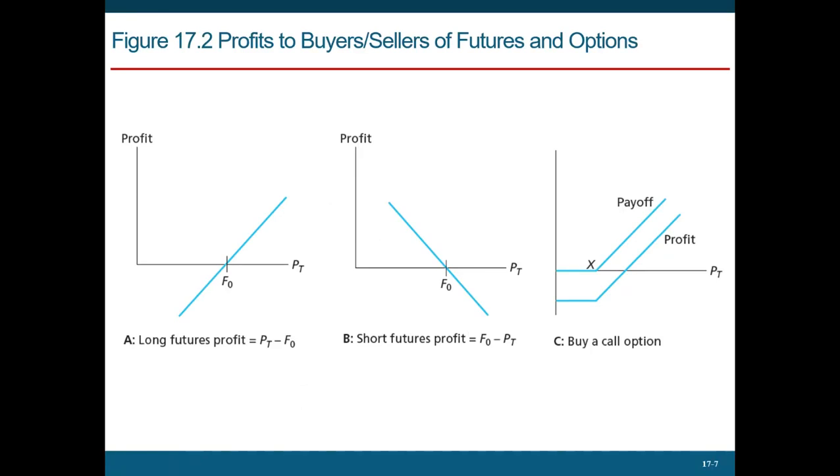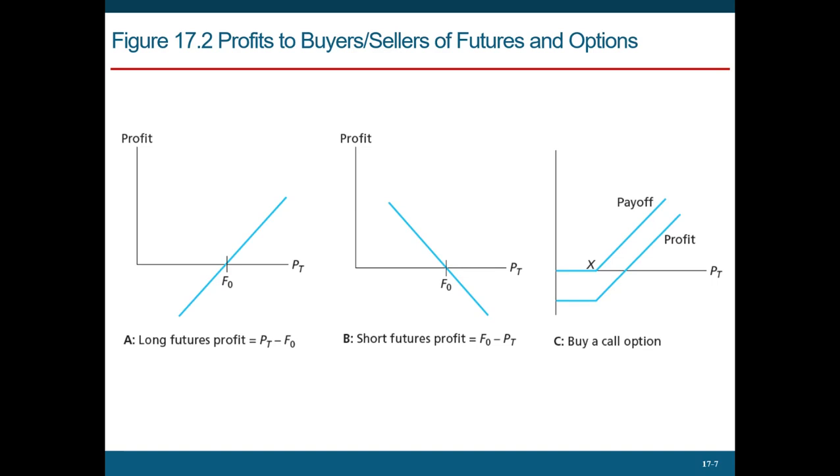Now, let's take a look at the payoffs of a typical futures contract. Here on the left, you see the payoff of the futures contract for the long position holder. On the x-axis is the price of the asset, and F0 here is the futures price specified in a futures contract. This blue 45-degree upward sloping straight line shows you the payoffs, or the values, of the futures contract for a buyer or long position holder.